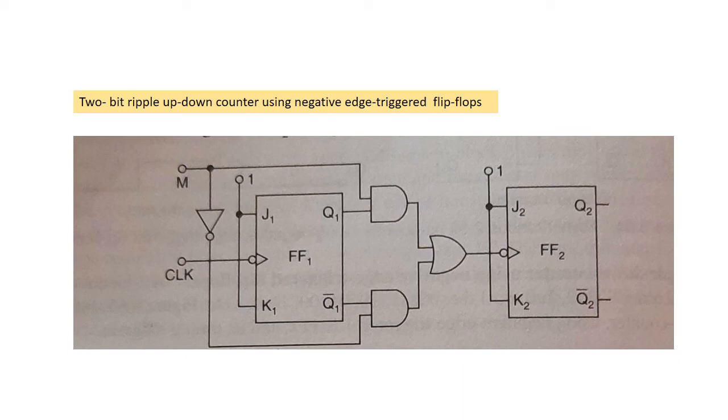A control signal or a mode signal M is required to choose the direction of the counter. When M equal to 1 for up counting, Q1 is transmitted to clock of f of 2 and when M equal to 0 for down counting, Q1 bar is transmitted to clock of f of 2. This is achieved by using two AND gates and one OR gate as shown in the figure. The external clock signal is applied to the first flip-flop f of 1.